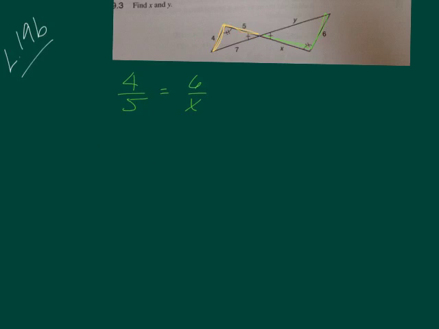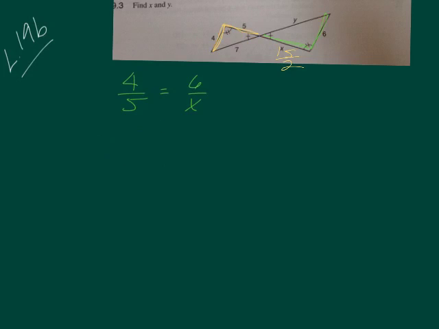So let's cross multiply. 4x equals 30. Divide by 4, divide by 4. x equals 15 over 2. Even though you get a weird answer, that's what the answer is, 15 over 2. Now it's asking us to find the y value.